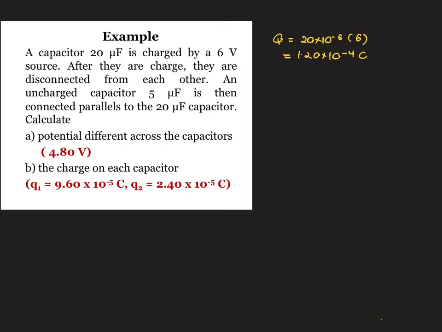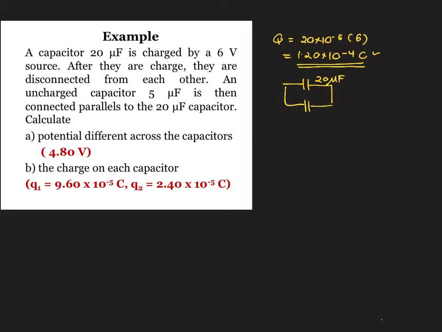After that it's disconnected from the battery. You need to remember that once it's disconnected from the battery, this charge is going to be permanently there. It's not going to move. There's no more energy for the charge to move. Therefore, this is the amount of charge that is going to stay on that 20 microfarad plate. So we need to find the potential difference across the capacitance. But now this 20 microfarad capacitor is reconnected with the uncharged capacitor.